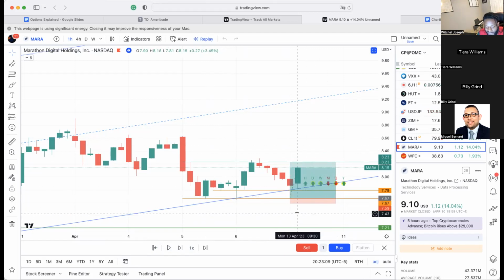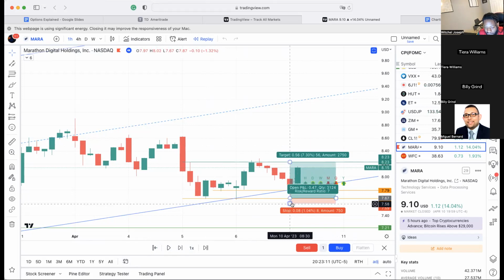But the good thing is, let's say it did fail, my stop loss would be right here. And right here, you see I'm only risking 8 to make 56. That's a 7-to-1 ratio.